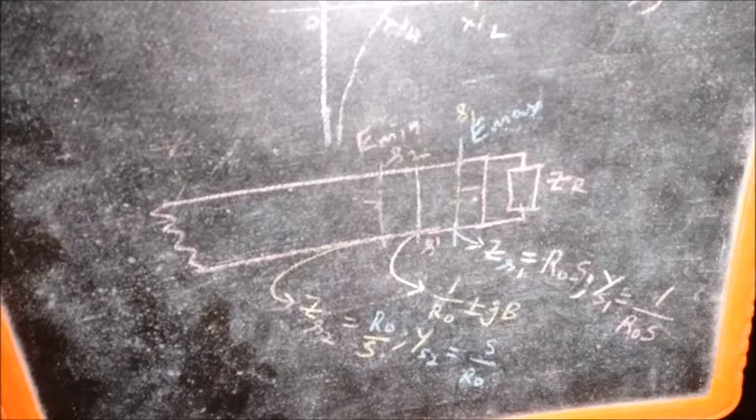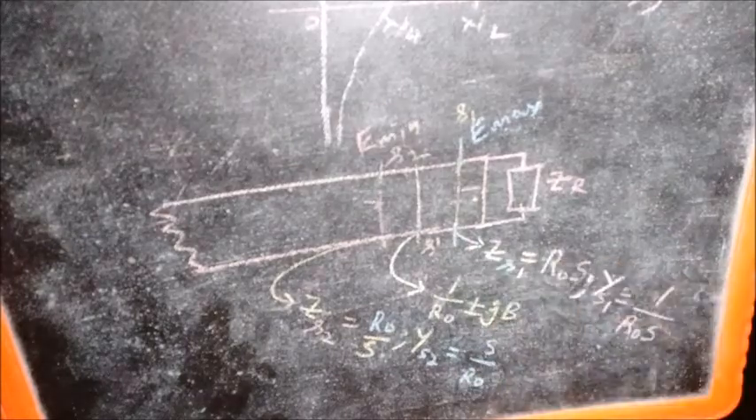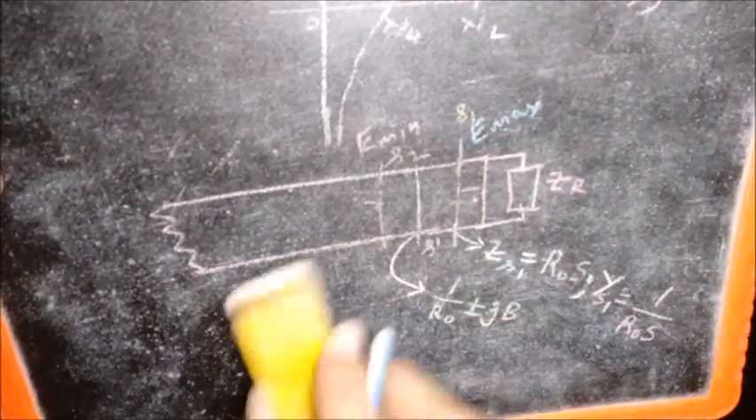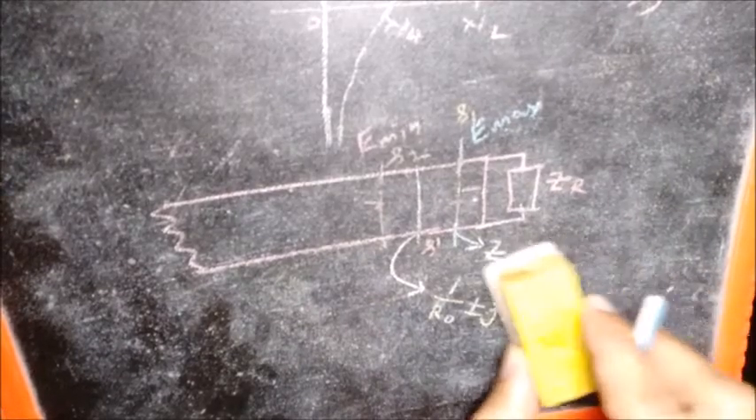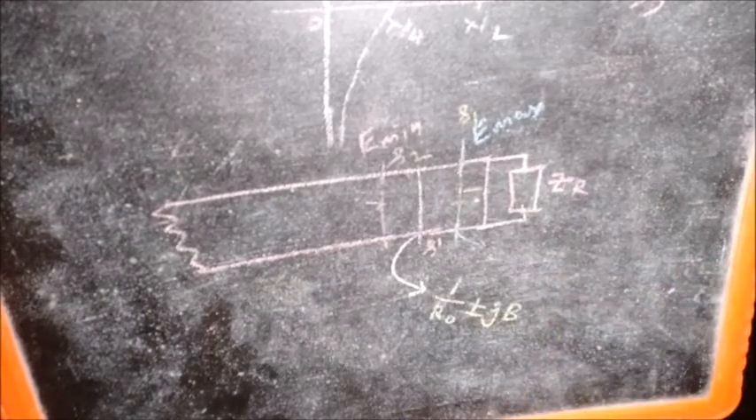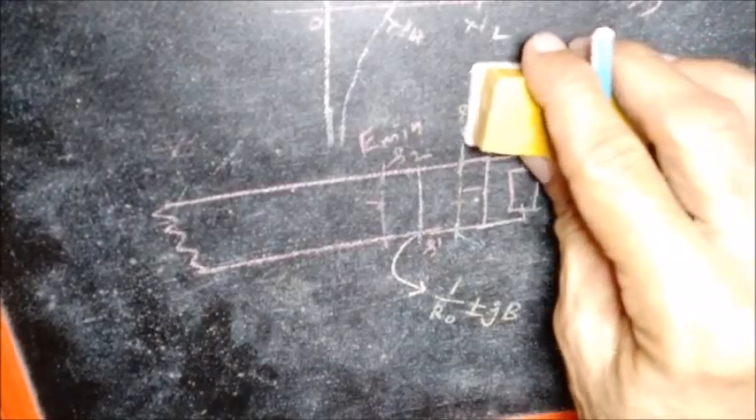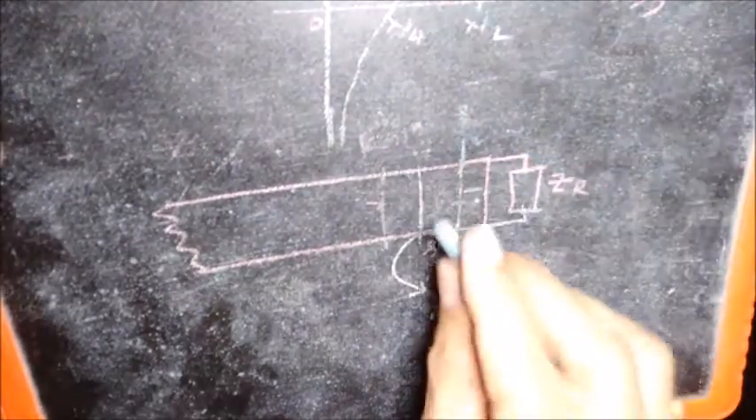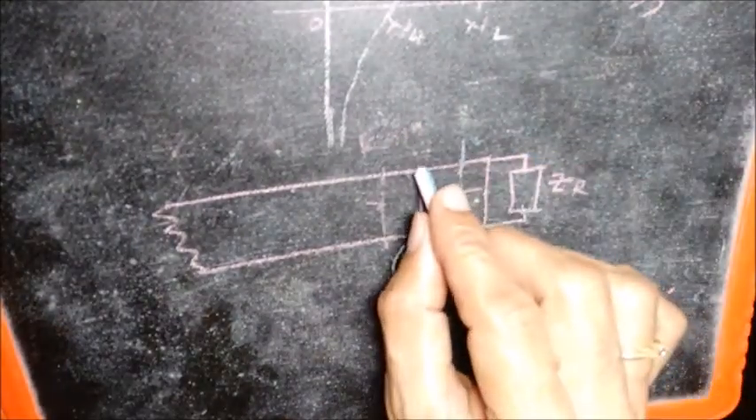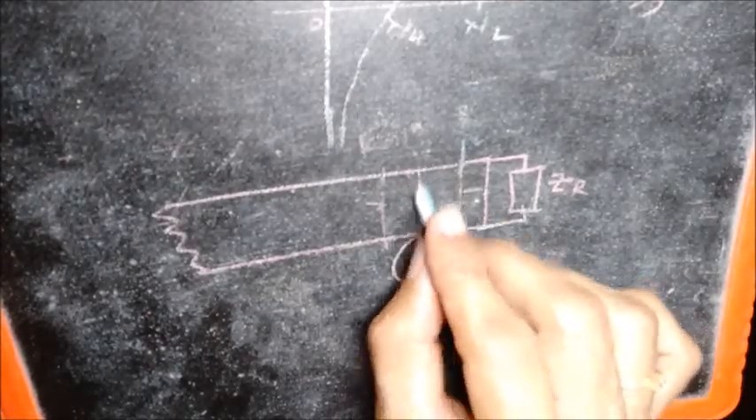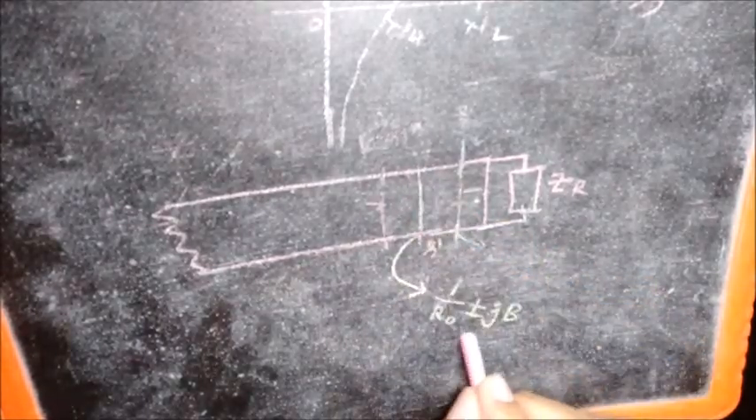Now suppose we connect. So I will remove this. Now I need only this. So I'll just clear some space here so that there is no congestion. And even this I think I can remove. So we know that here it is Emax, here it is Emin. And the admittance here is 1 by R naught plus or minus JB.